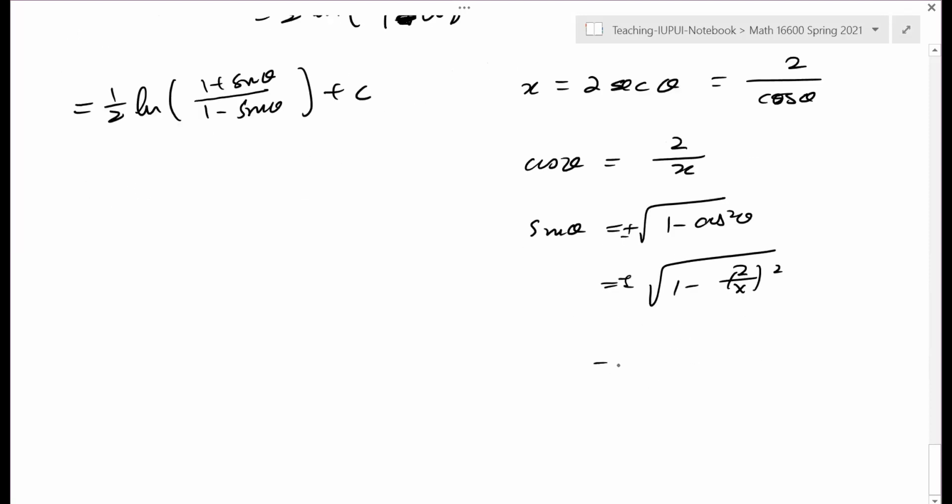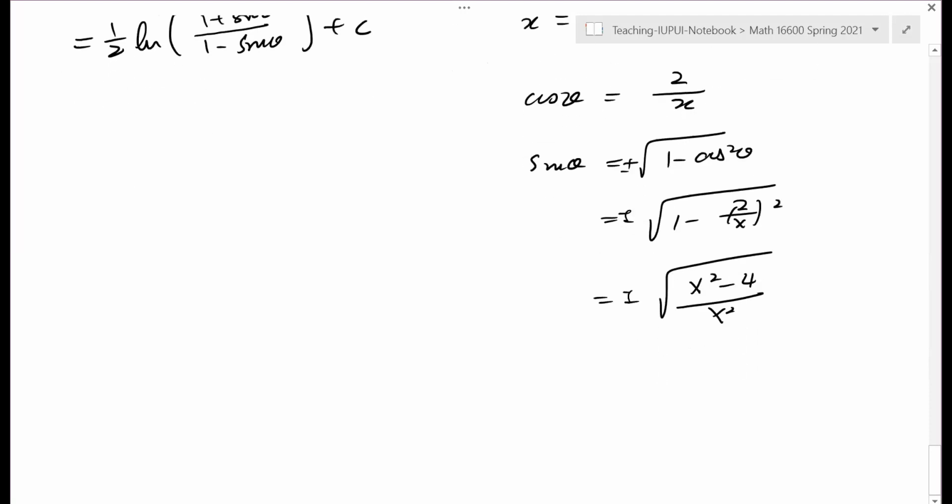Now, when you take x out, this x squared minus 4, divided by x squared. So when you take x out, you will see this sign is really matched with the x, so you can get rid of the negative sign. When x is negative, the whole term is negative, because sine theta will be negative. So that's why, check it.